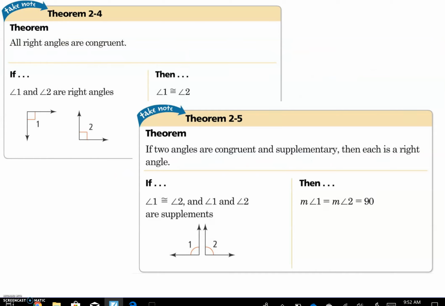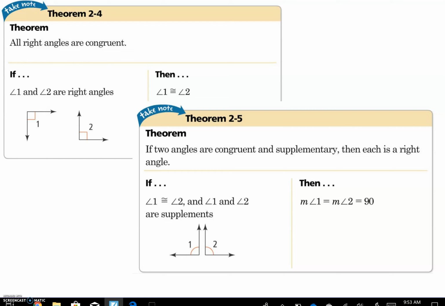Other things that are proven true are that all right angles are congruent to each other. We know what the definition of a right angle is. We know that all right angles are 90 degrees. Therefore, we can prove that they are always going to be congruent. And if two angles are congruent and they're supplementary, meaning that they add up to 180 degrees, then they must be right angles as well.